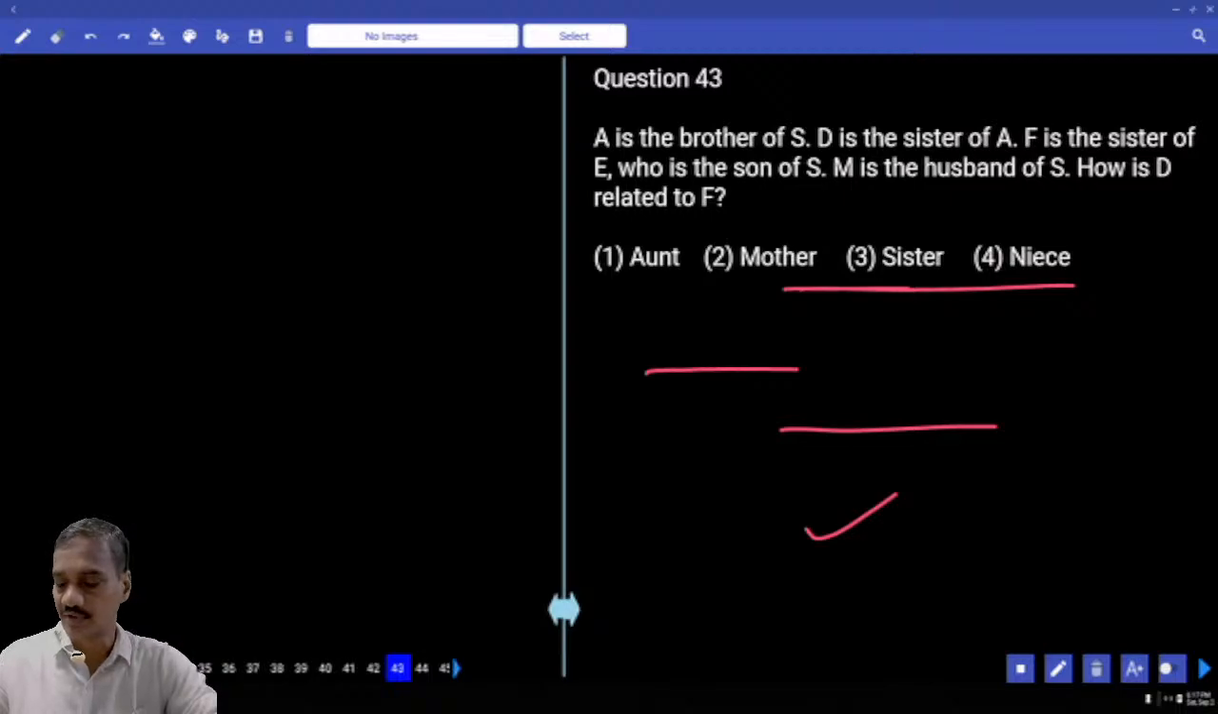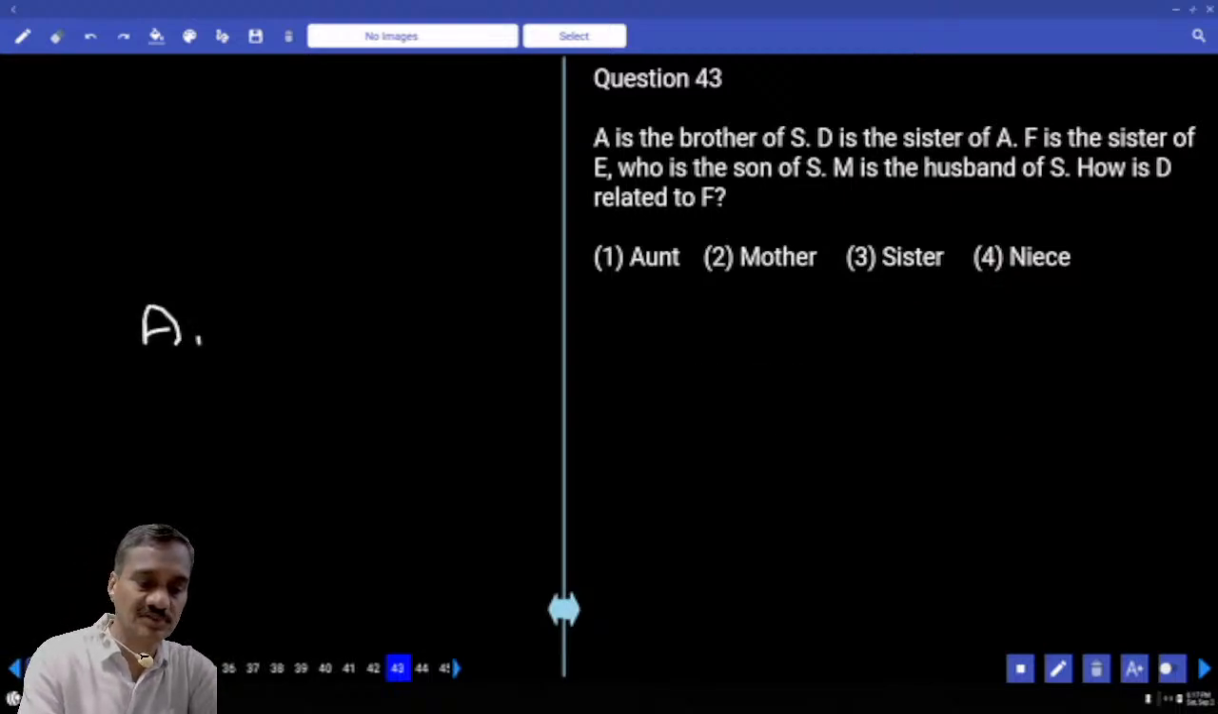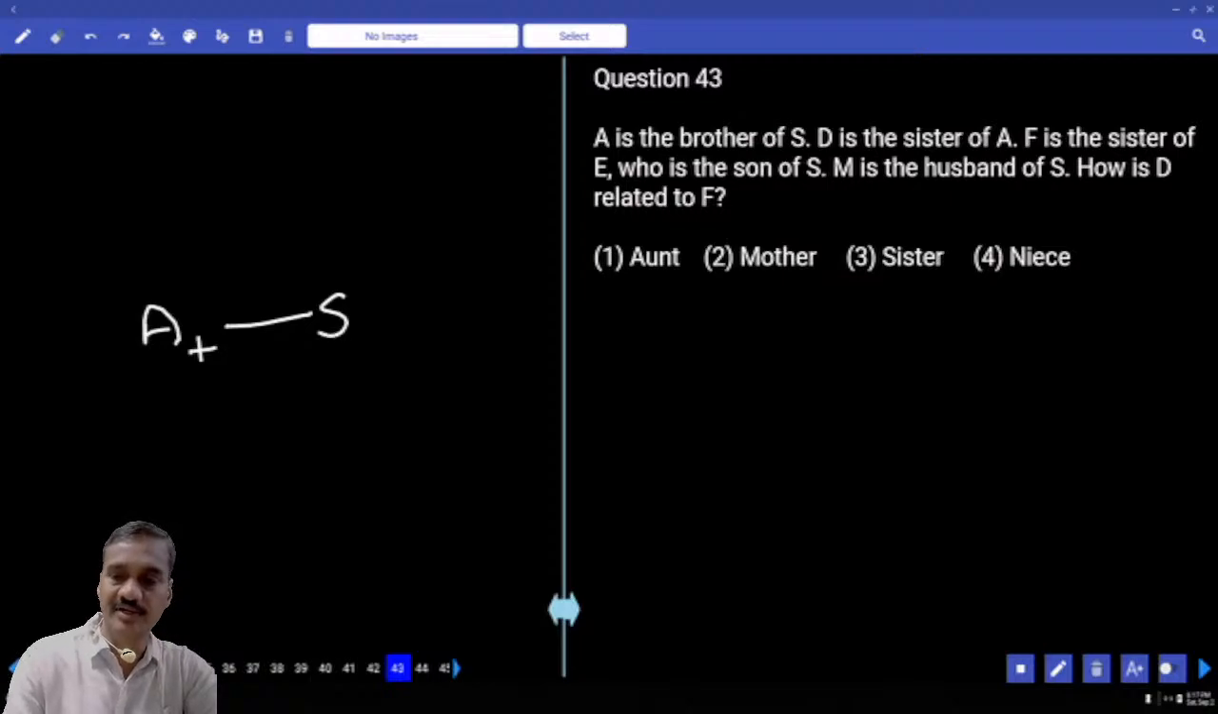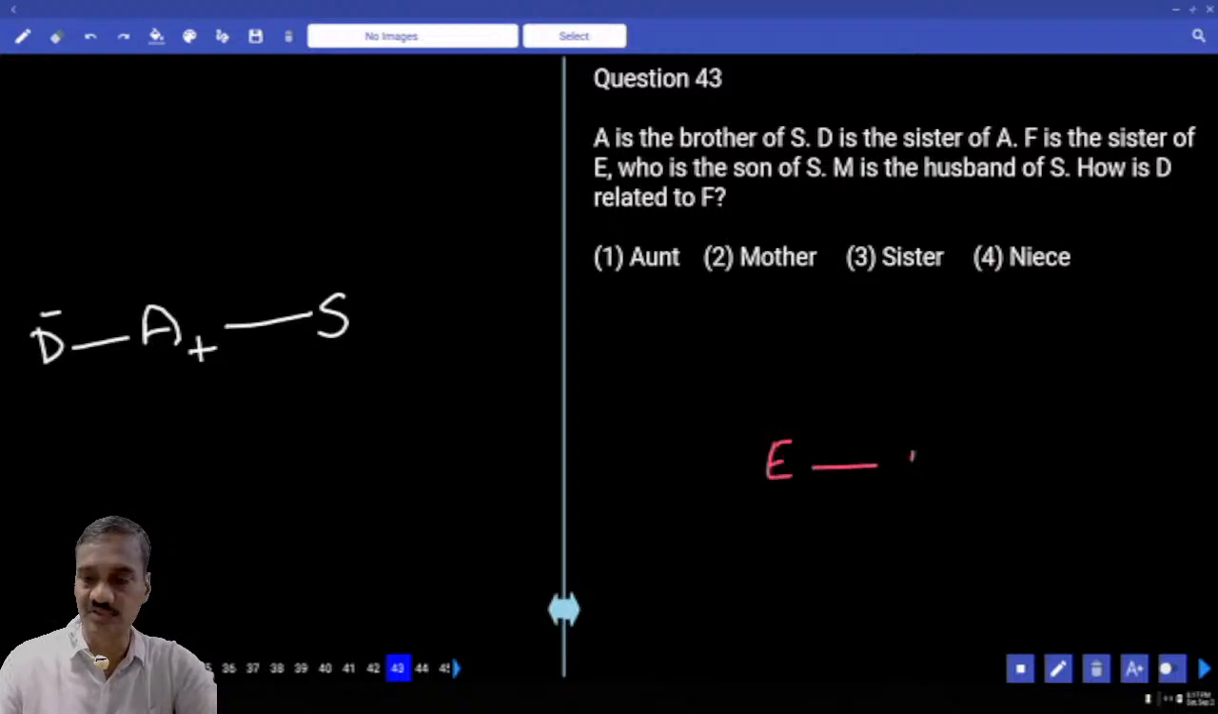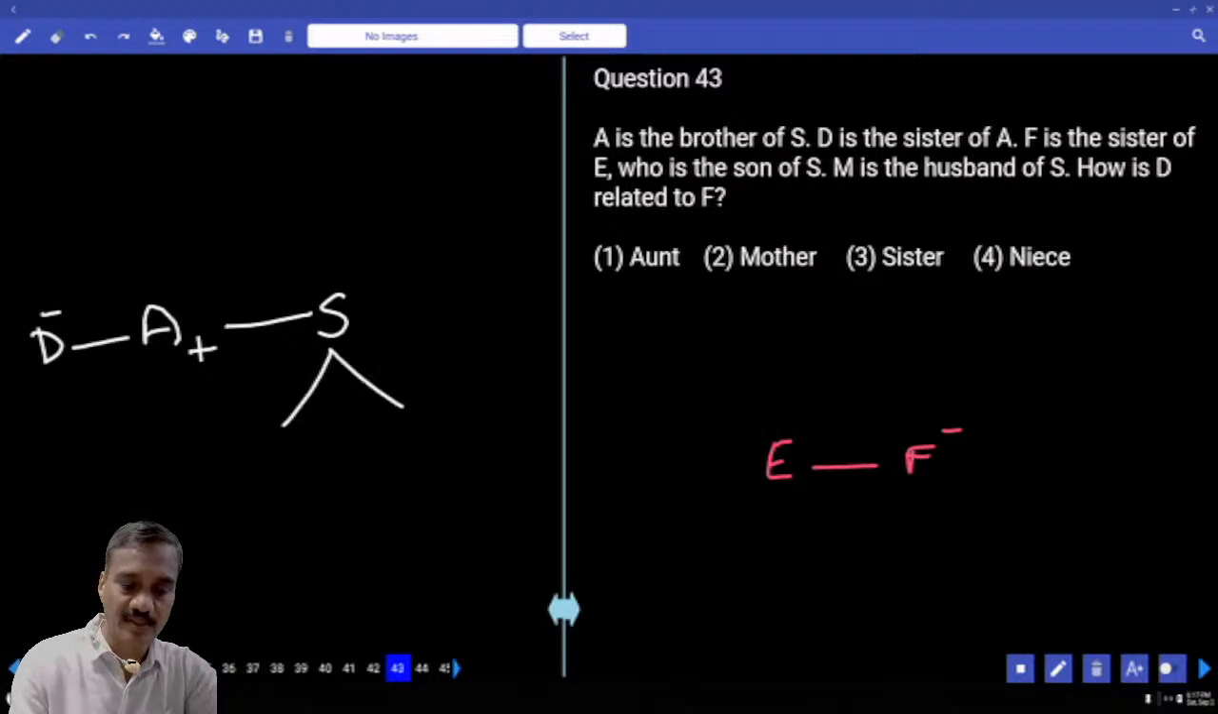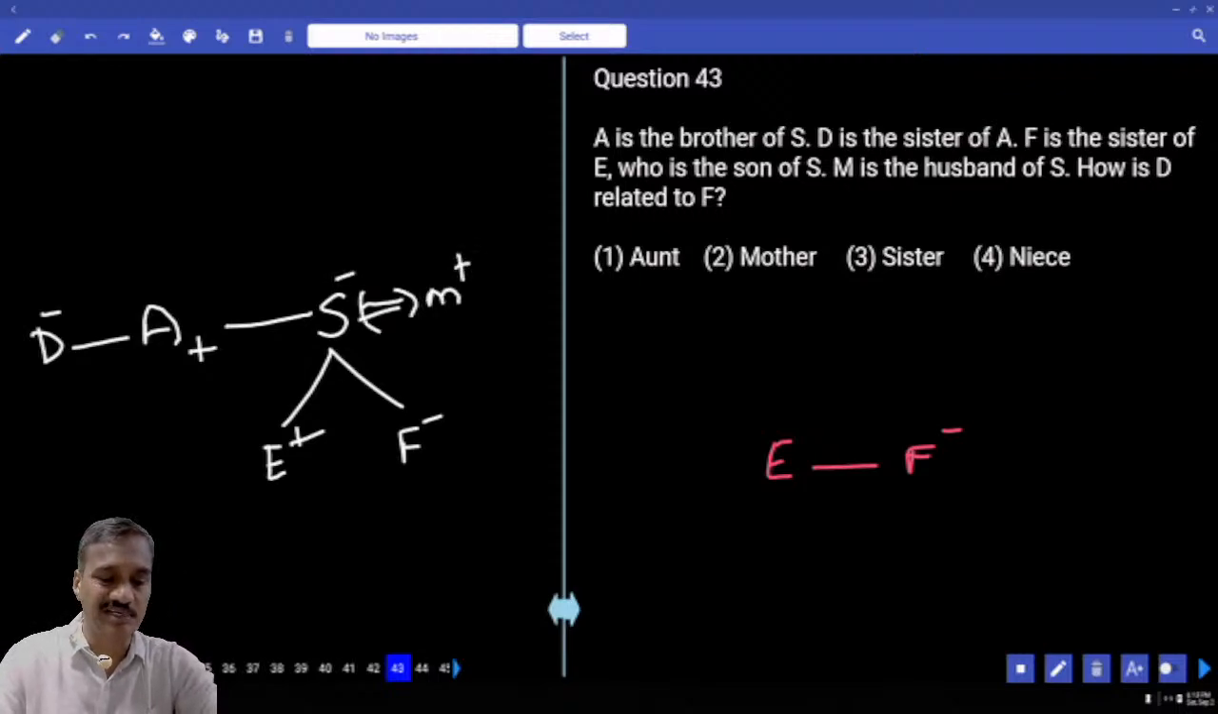Then 43. Now in this question number 43, A is the brother of S, and D is the sister of A. F is the sister of E. Now E is the son of S, and F is the sister of E. And M is the husband of S. M and S are married. And how is D related to F? D is related to F as F's mother's sister. Mother's sister is aunt. Aunt, choice 1.